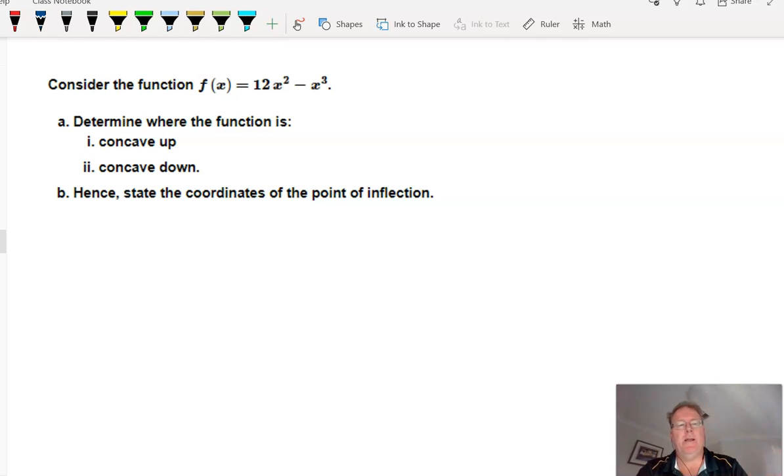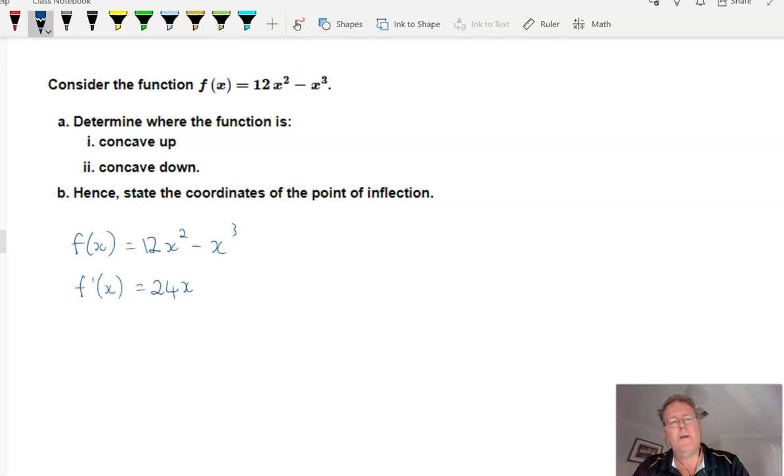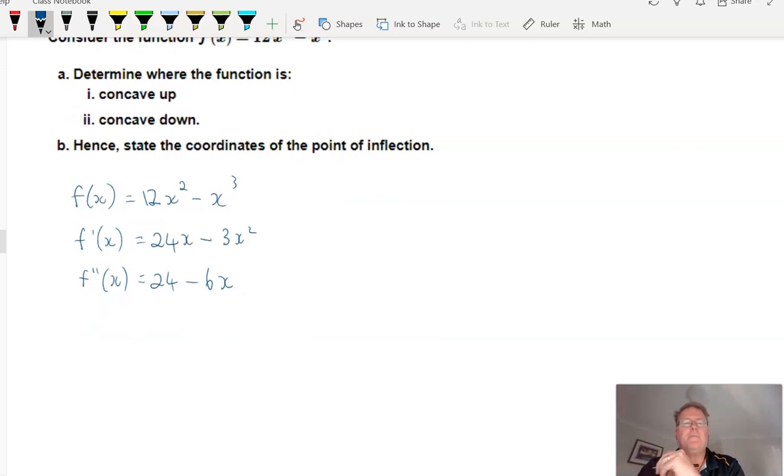Again, for this particular problem, the function is equal to 12x squared minus x cubed. Careful with transposition. First of all, if we're talking about concavity, we need the second derivative. So first of all, let's do that. The first derivative is going to be 24x minus 3x squared. And then the second derivative is going to be 24 minus 6x.